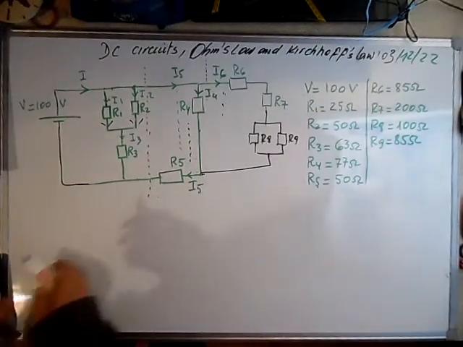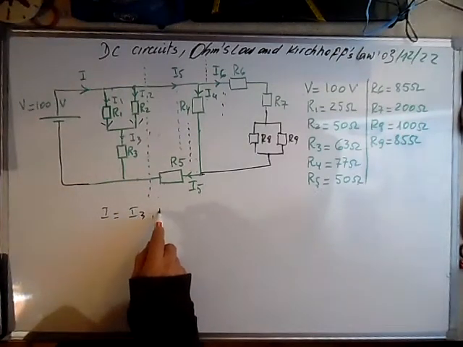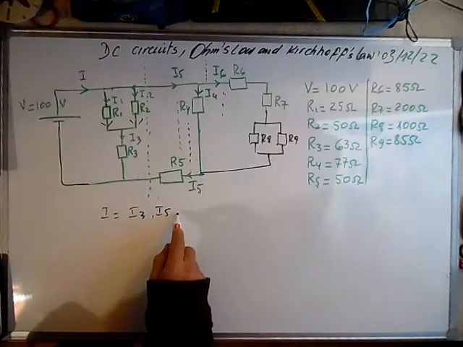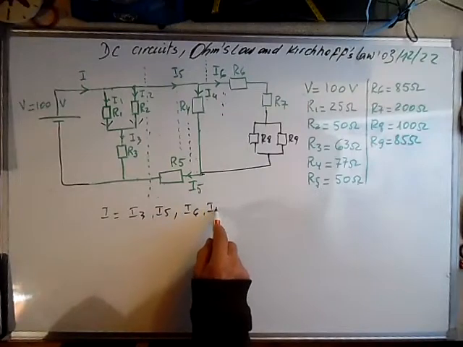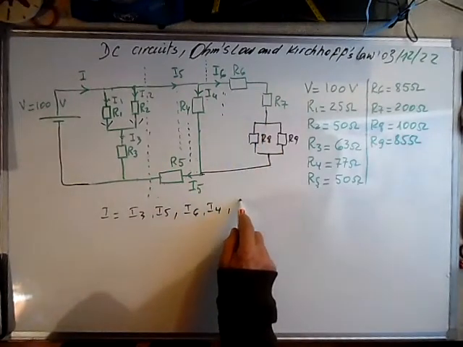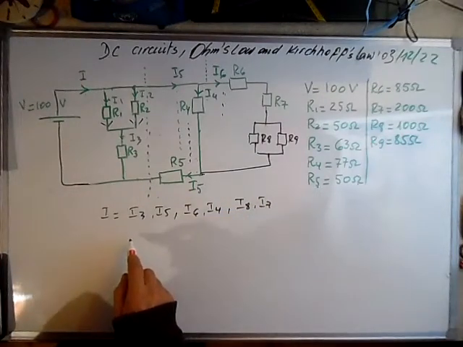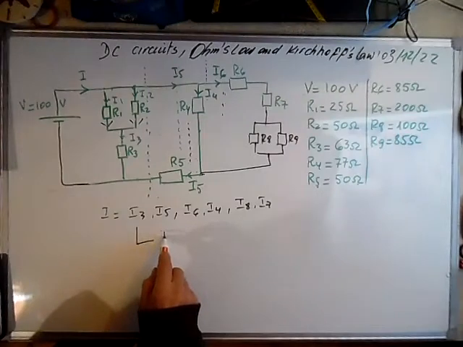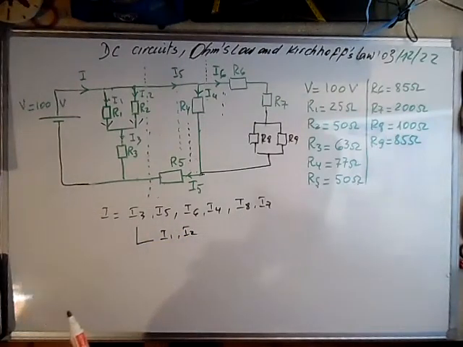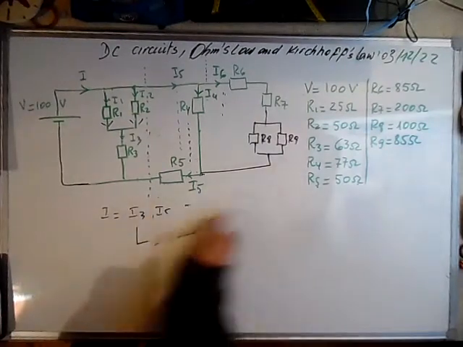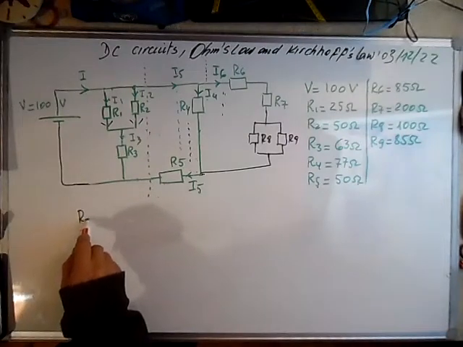Knowing the main current, as I said, I can calculate I3 and I5. Knowing I5, I can calculate I6 and I4. Knowing I6, I can calculate I8 and I7. And knowing I3, I can calculate I1 and I2 using the current divider. Okay, let's go. Now calculate the equivalent resistance of this circuit.